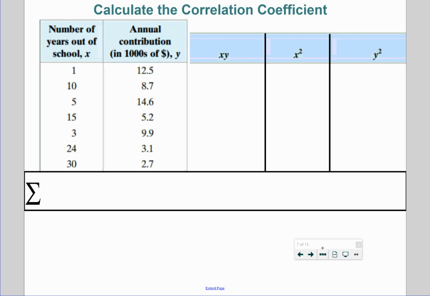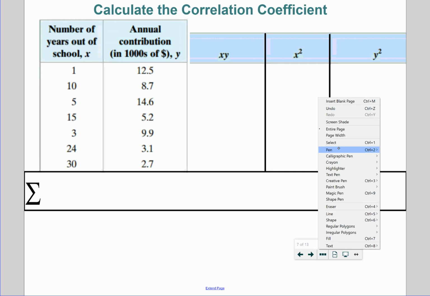All right, so here we are comparing number of years out of school, which is X, and then annual contribution in thousands of dollars, which is Y, and they have nicely filled those two columns in for us already. Okay, so 3 other sets of information we need to do. We need to do all the X times Y, so we need to take all the X's and square them, we need to take all the Y's and square them, and then we need to add up all 5 columns. So this will take a couple minutes, just all in your calculator.